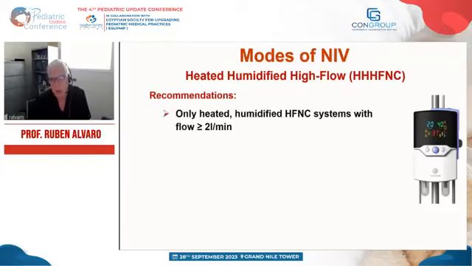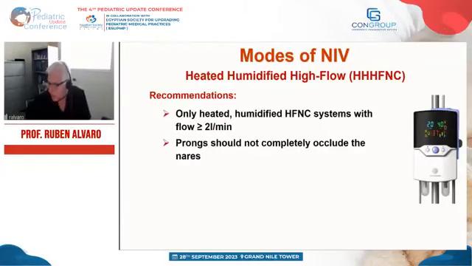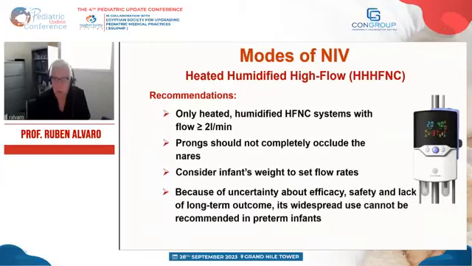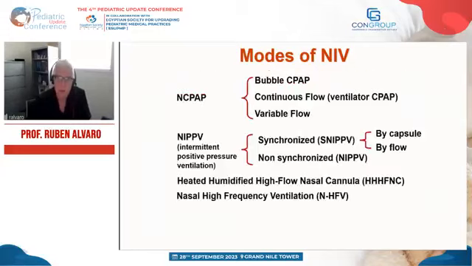So the recommendation for the high flow nasal cannula is to only use heated, humidified, high flow nasal cannula with flows over 2 liters per minute. Prongs should not be completely occluding the nares. And also when you set the flow, consider the baby's weight. Usually we use 2 liters per minute per kilo. So a 2 kilo baby should have a flow of about 4. And because of the uncertainty about efficacy, safety, and lack of long-term outcomes, its widespread use cannot be recommended in pediatrics. Now, what else do we have for non-invasive ventilation?